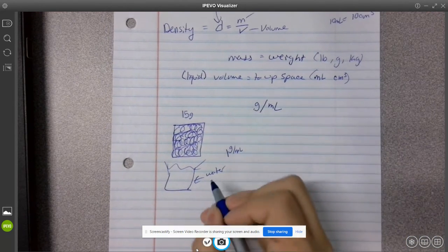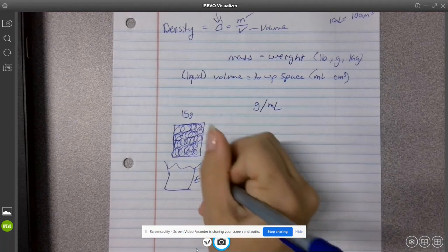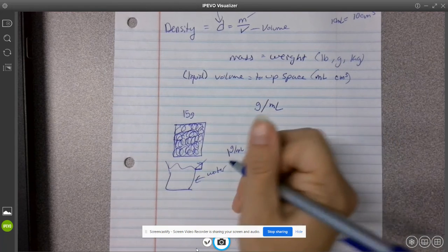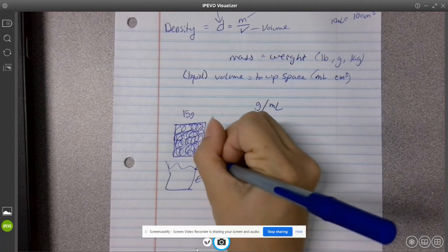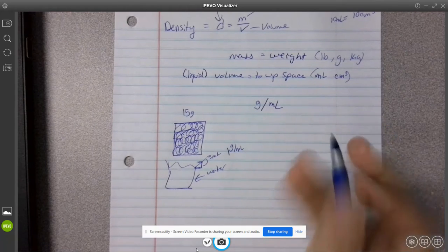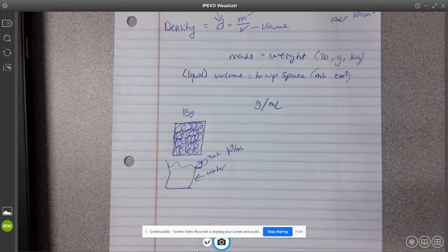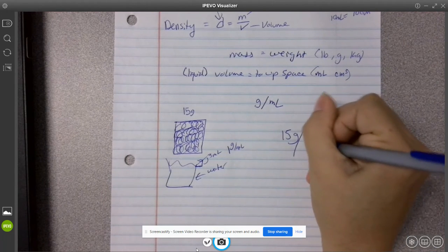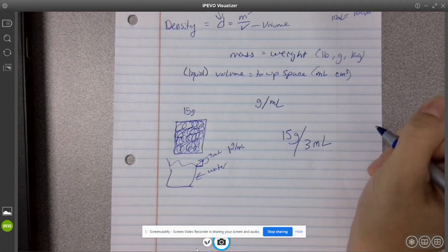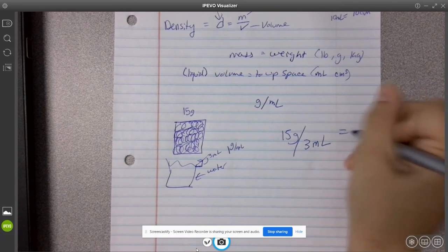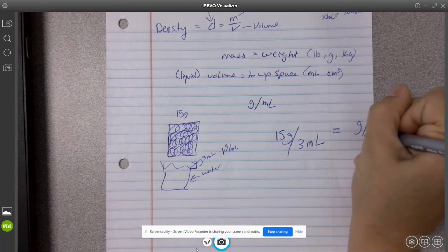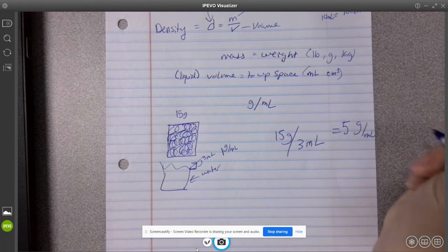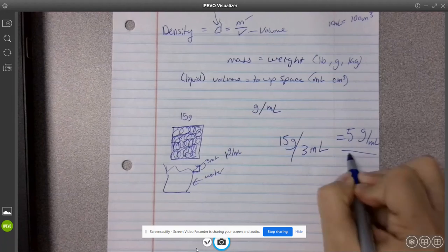So when we calculate this, we're going to need to figure out how much water was actually displaced. So I'm going to go ahead and tell you that 3 milliliters of water was displaced. And we would simply calculate 15 divided by 3. We know that our units would be in grams per milliliter. 15 divided by 3 should be 5.